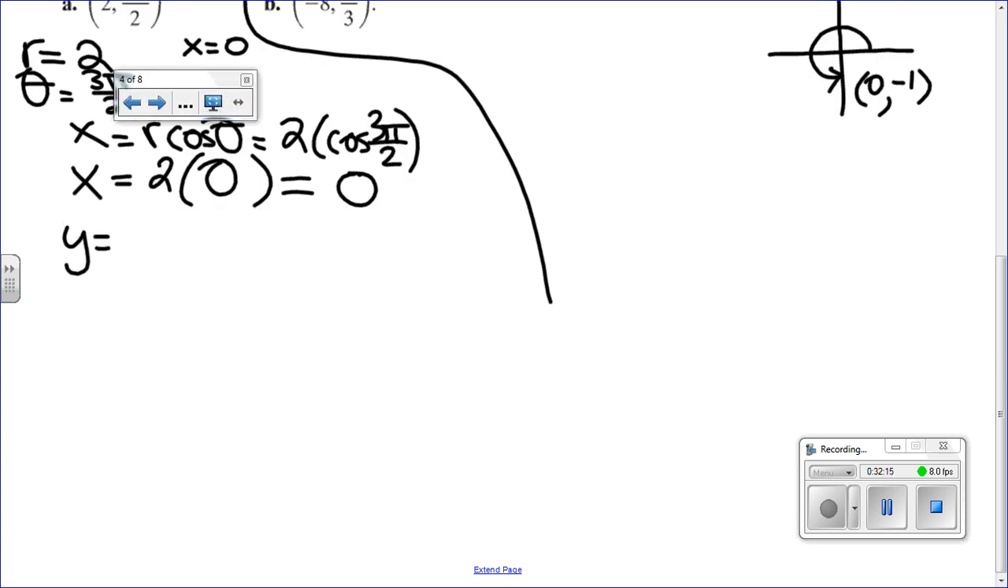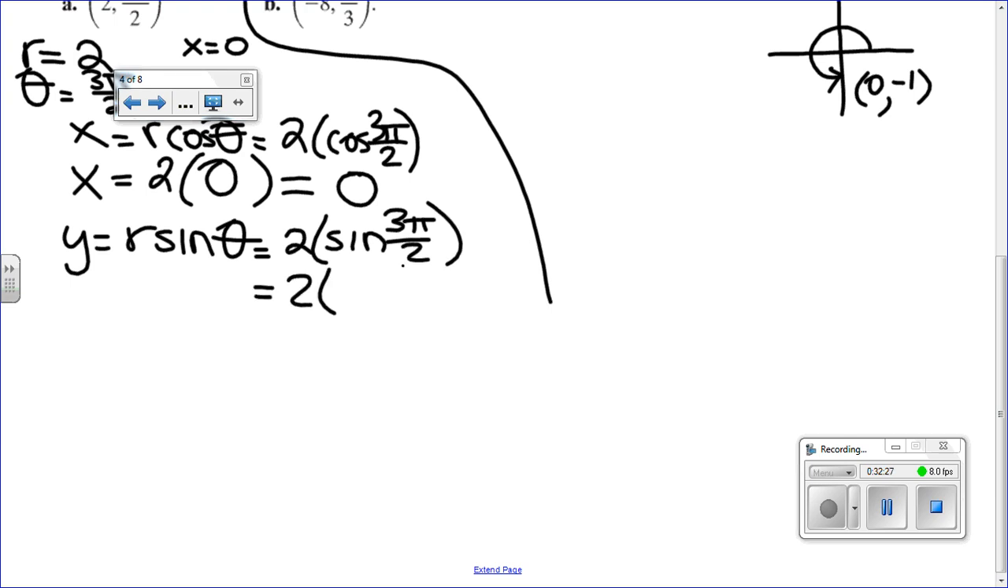Okay, now let's find y. So y is going to be r sine of theta. So that will be 2 times the sine of 3 pi over 2. So once we get the numerical value of sine of 3 pi over 2, that will be -1. At that point, guys, we do not use sine anymore. You guys did that a lot on exam 2. Like you had the ratios, but you were still using sine or cosine. So in this case, the answer is -2. So that means that y equals -2.